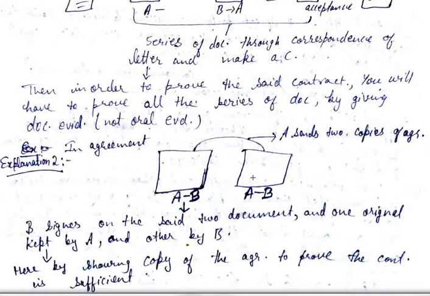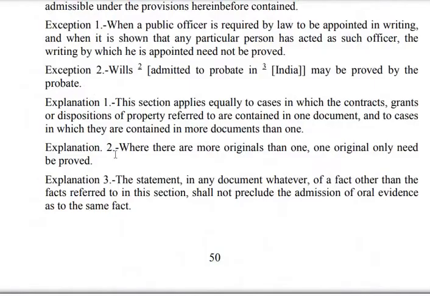सेम प्रिंटिंग कमांड पे दोनों प्रिंट आउट निकाले गए थे और सेम प्रिंटिंग कमांड पे दोनों का सिग्नेचर हुआ है। सो कई बार होता है कि आप दो ओरिजिनल बनाते हो तो और आपको डॉक्यूमेंट प्रूव करना है किसी केस में, क्या दोनों ओरिजिनल को आपको प्रोड्यूस करना पड़ेगा या फिर एक से काम चल जाएगा? That is given in this explanation, in Explanation number 2, कि आपका एक से काम चल जाएगा। Where there are more originals than one, one original only need be proved.